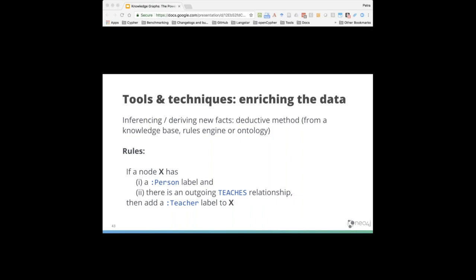So the idea is, let's make node X more meaningful. Assume node X has a person label, and also it has an outgoing teaches relationship. What we can then encode in here is that node X should not just be a person, but also a teacher. And as you can see, this makes node X much more finely described. As you can imagine, there are all sorts of variations on these simple rules, and these things also get quite complicated. But certainly this is another area that is well worth looking into.